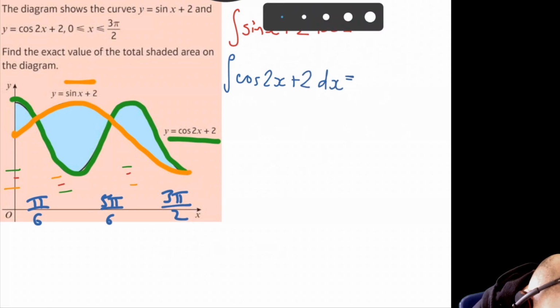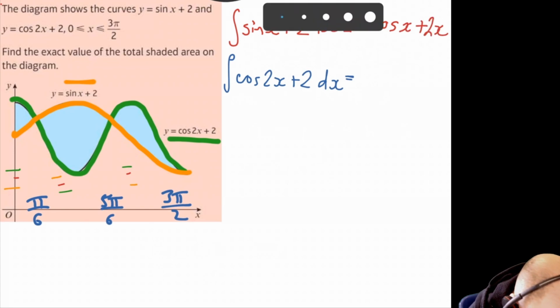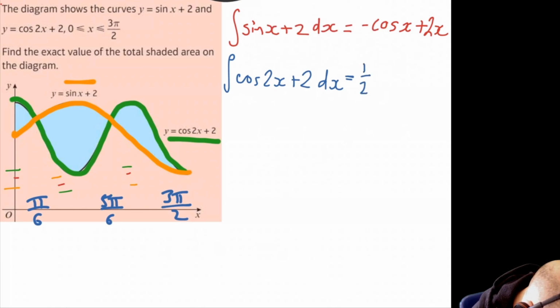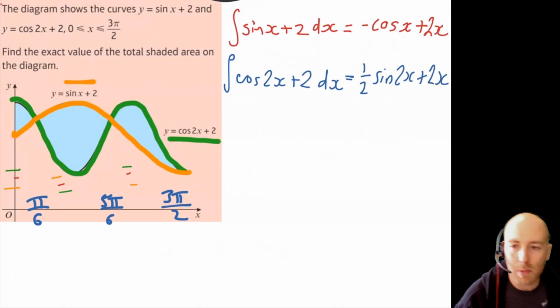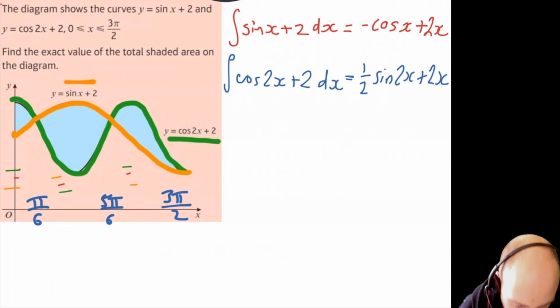So the integral of sine integrates to minus cos, and the 2 is going to go to 2x. For the other one, for cos 2x, cos integrates to sine, but we need to have a half out the front, so you get a half sine 2x plus 2x. So those are my two actual integral functions. All we need to do for the rest of this is put in some limits.